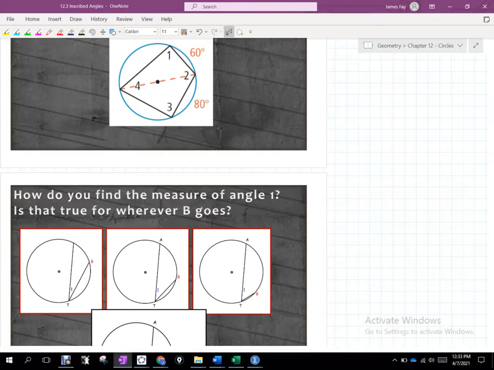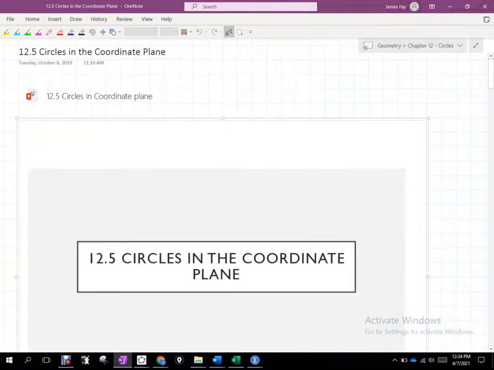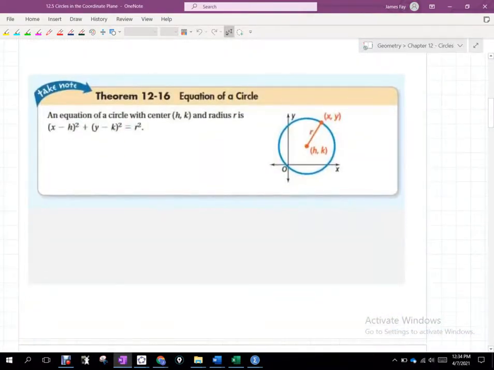My plan for tomorrow, section 12.5. We'll do some algebra stuff tomorrow in section 12.5. We've already seen a lot of this, though, from the Pythagorean theorem and the distance formula. But we'll start with the equation of a circle tomorrow.